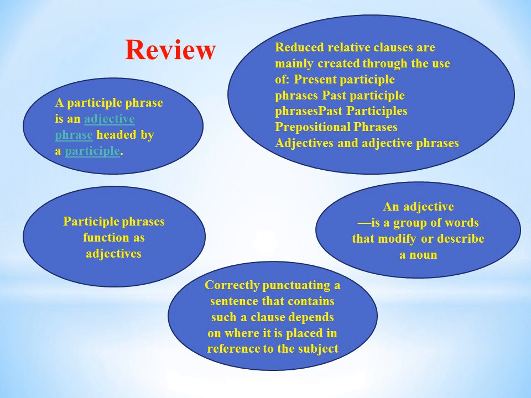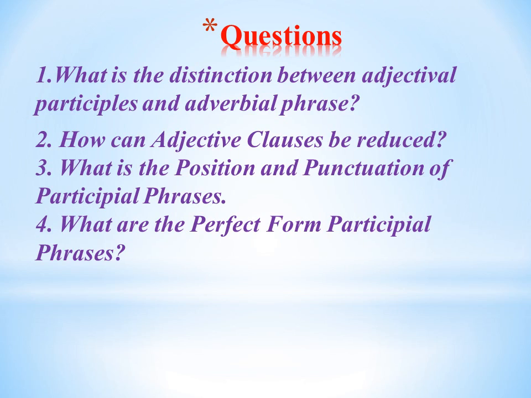So, review. A participle phrase is an adjective phrase headed by a participle. Participle phrases function as adjectives. Reduced adjective clauses are mainly created through the use of present participle phrases and past participle phrases. An adjective clause is a group of words that modifies or describes a noun, and correct punctuation of a sentence that contains such a clause depends on where it is placed in reference to the subject.